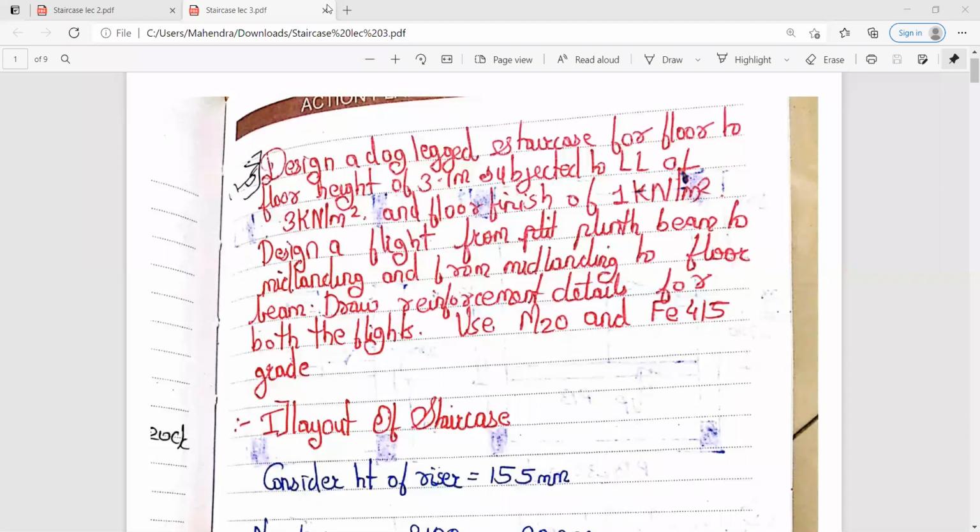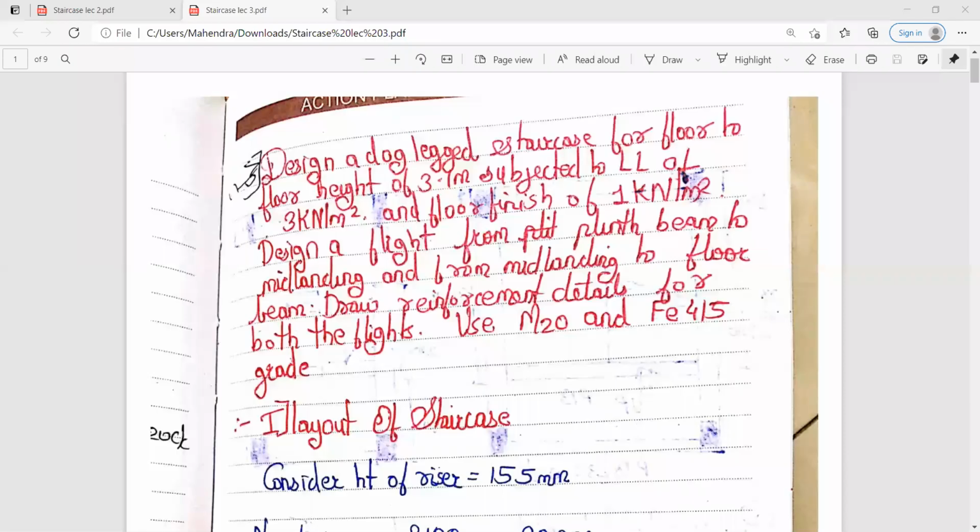This is a slightly different problem as you have done it from your second problem. And also they have told you to draw reinforcement detail for both the flights. Here also two flights are there. So for both the flights, you need to draw the reinforcement details. And also, you have to use M20 grade of concrete and Fe415 grade of steel.